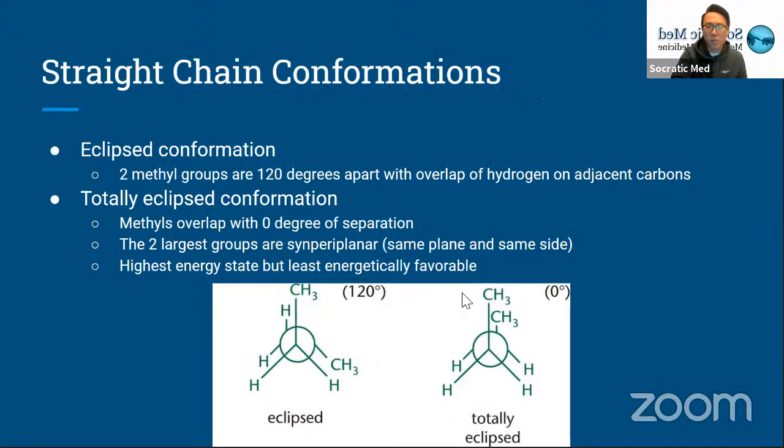When the two methyl groups are on the same plane on top of each other, this is known as syn-periplanar instead of anti-periplanar. So they're on the same plane on the same side, and this causes the totally eclipsed conformation.